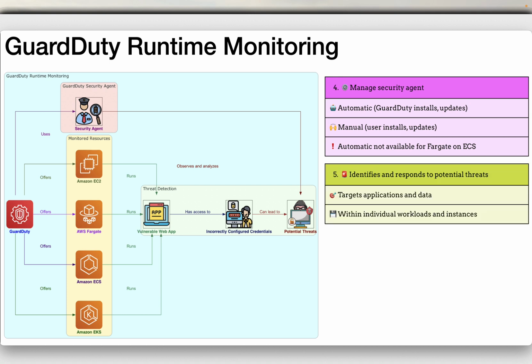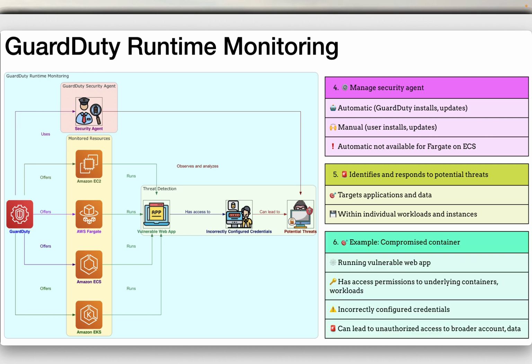GuardDuty Runtime Monitoring helps you detect and respond to potential security threats that may target applications and data running within your individual workloads and instances. One example could be a compromised container running a vulnerable web app. A potential threat scenario could involve a single compromised container running a vulnerable web application. If this application has access permissions to underlying containers and workloads, and if credentials are incorrectly configured, it could lead to unauthorized access to the broader account and its stored data.